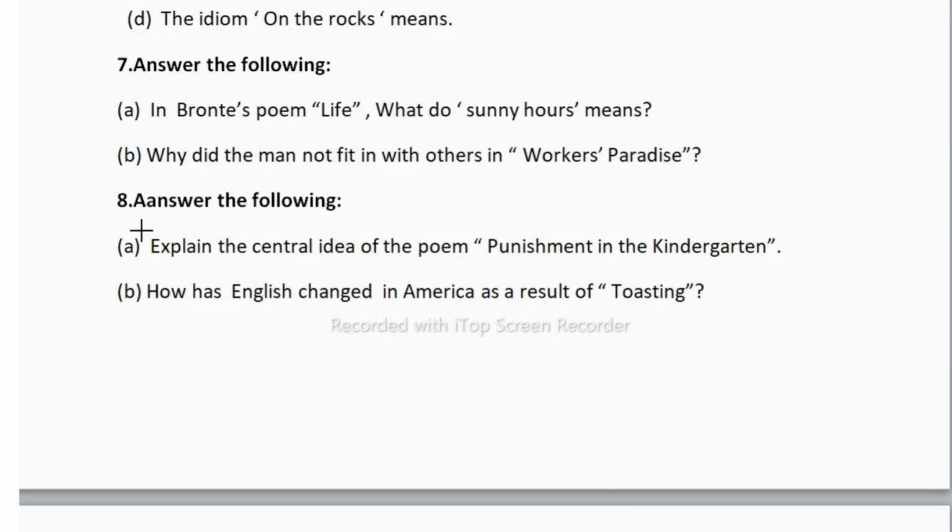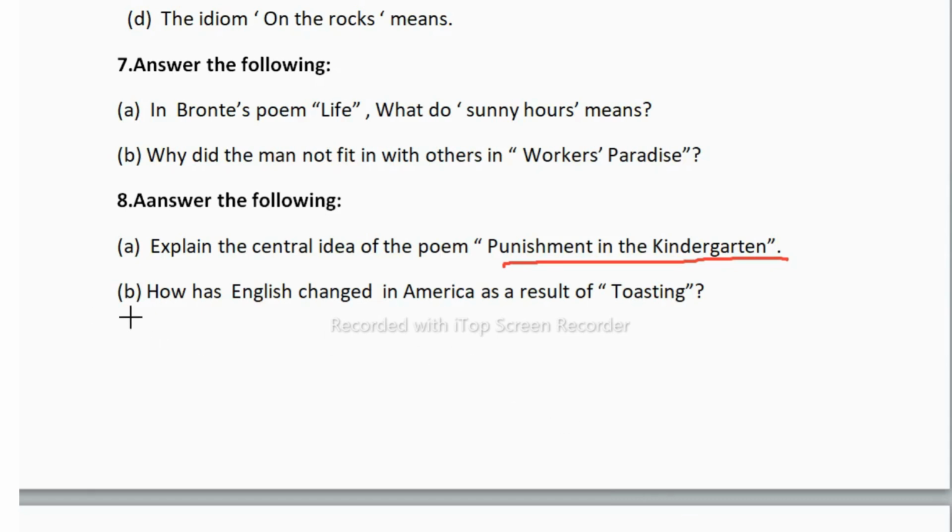Now in question number 8, the A1 is explain the central idea of the poem Punishment in Kindergarten. Punishment in Kindergarten is a poem written by Kamala Das, which is her own life experience when she was in kindergarten. So what is the central idea of this poem? The central idea of the poem is a punishment given by her teacher when she was in kindergarten school. So the childhood impressions and their impact in her life. So the poet expresses it by using objects and figures to influence the reader. That is the central idea of this poem.